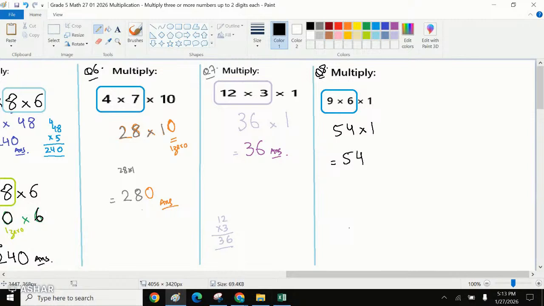But if I would change the question and say, rather than being multiplied by 1, it's multiplied by 10 in question number 9. If we multiply by 10, 9 multiplied by 6 multiplied by 10.